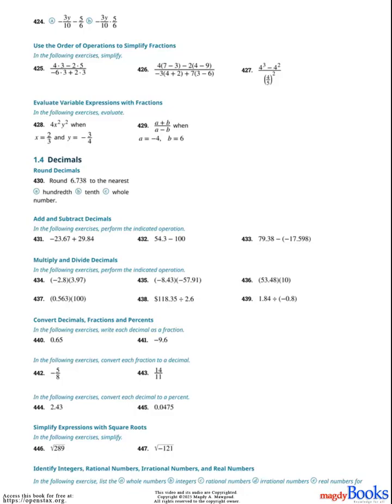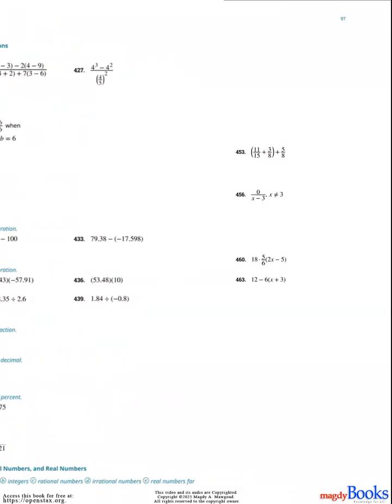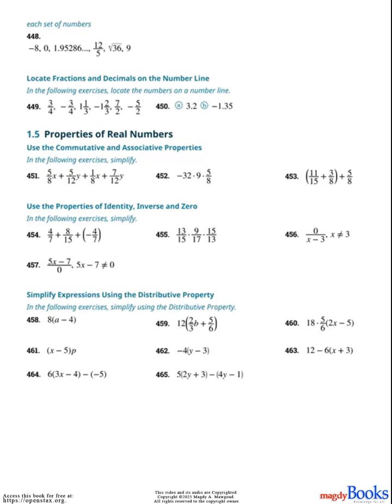Identify integers, rational numbers, irrational numbers, and real numbers. In the following exercise, list the A. Whole numbers, B. Integers, C. Rational numbers, D. Irrational numbers, E. Real numbers. For each set of numbers. 448. −8, 0, 1.95286…, 12/5, √36, 9.